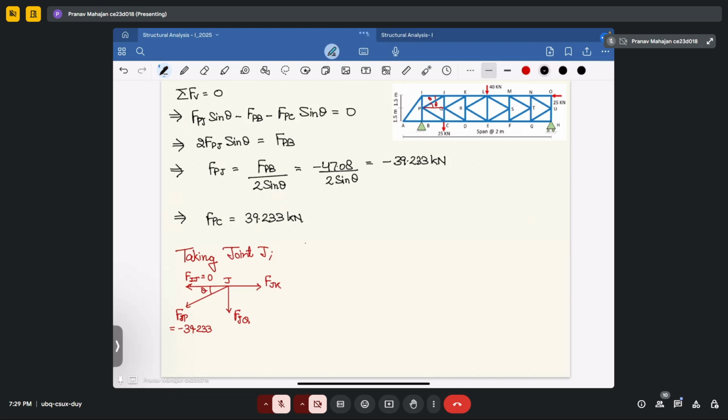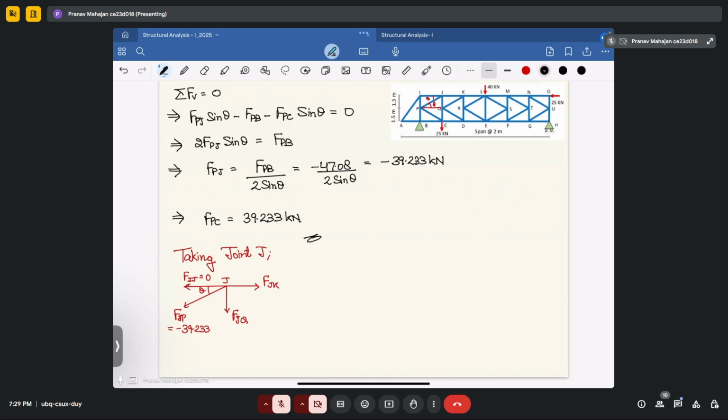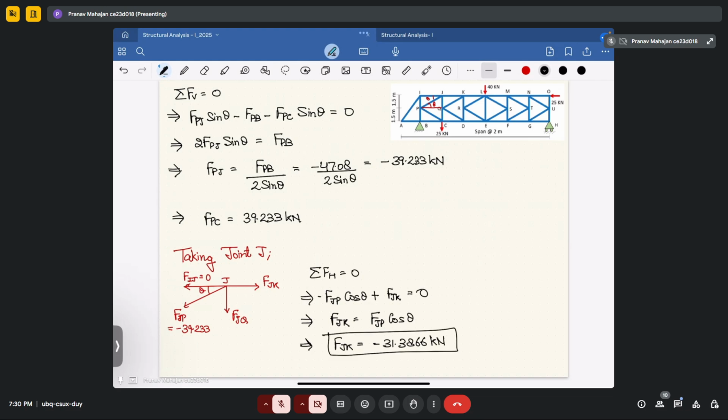Now solve this problem. So what you will get, now I will write here, taking summation of horizontal force equal to 0, you will get FJP cos theta plus FJK equal to 0. This will give you your first force that is required, that is FJK, equal to FJP cos theta. So substitute the value of JP and cos theta, you will get FJK equal to minus 31.3866 kilonewton.